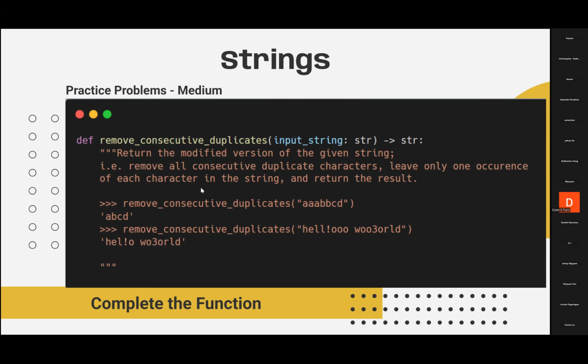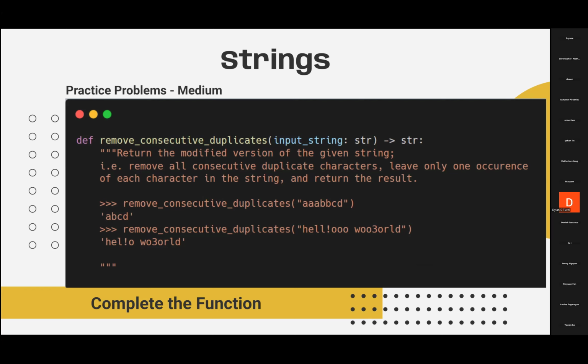So the way to do this is that you have to find a way to somehow remember the previous character. And then you compare the current character and the previous character. If it's the same, then you don't need to include the character. So suppose it's AAA. For the first one, the previous character is empty. So A is not equal to empty, so just append A to the result.